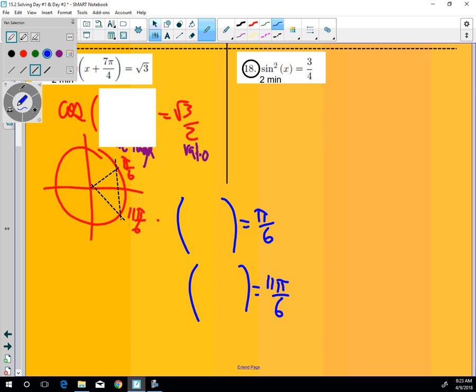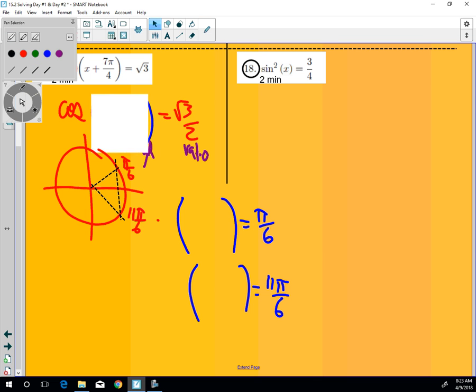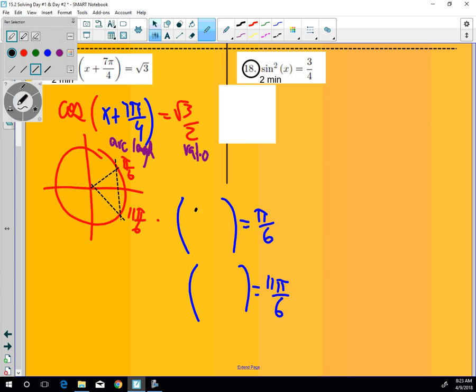So what we're essentially doing is replacing this box with an arc length that gives me square root of 3 over 2. Well, we know if this were just a plain old pi over 6, we'd be done. Cosine of pi over 6. But what's happened is that this thing here has to be equal to pi over 6. This thing here has to be equal to 7 pi over 4. So do you see how it's just an algebra problem from here on out?